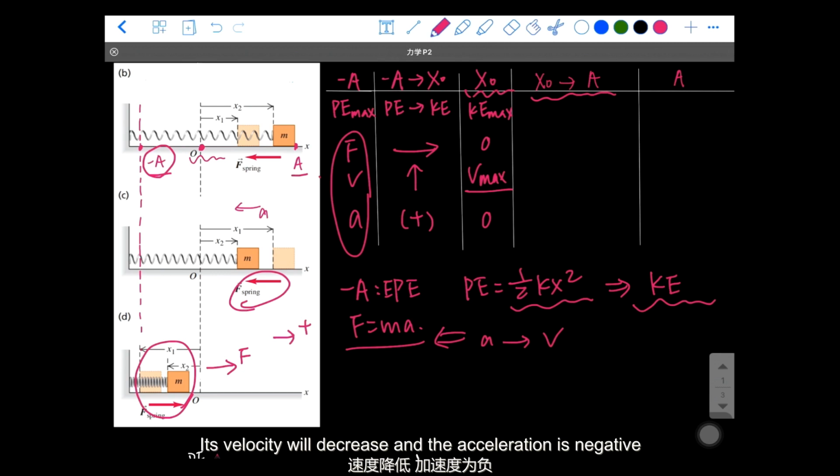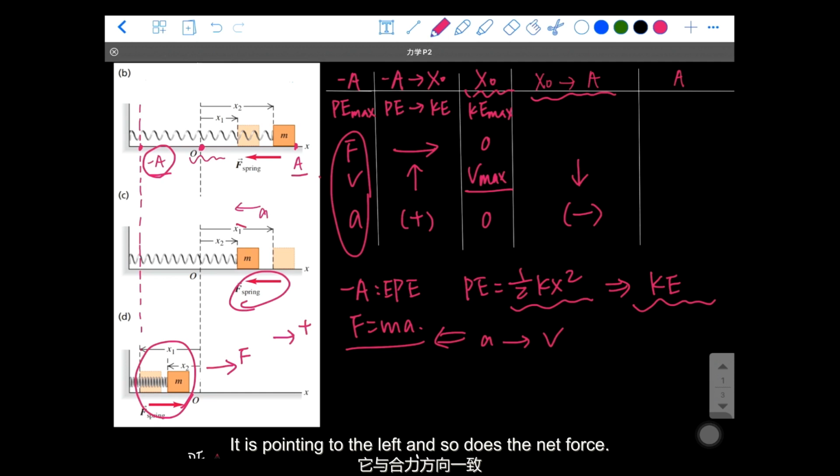Its velocity will decrease, right? And the acceleration will be negative, so it is actually pointing to the left. And since we know that the force is in the same direction as acceleration, the force is pointing to the left.